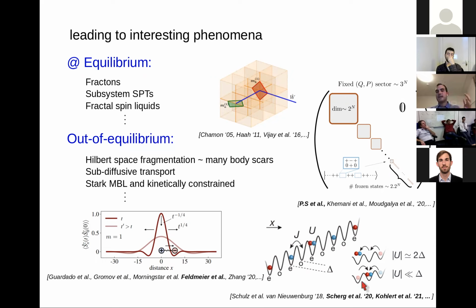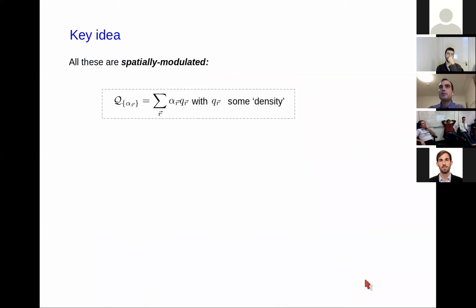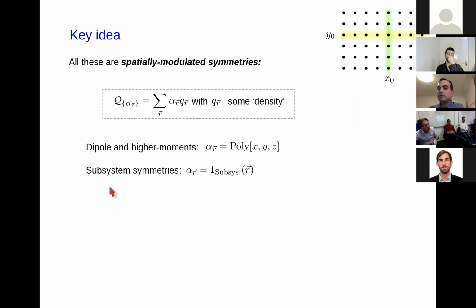So if you step back and look at this family of unconventional symmetries from a more general point of view, you would realize that their conserved quantities are always of the same kind: spatially modulated quantities. By this, I mean that there is some weighted sum of a local density with some function that depends on the spatial coordinates. So for example, in the case of dipole and higher moments, this modulation is given by some finite order polynomial of the coordinates of the space.